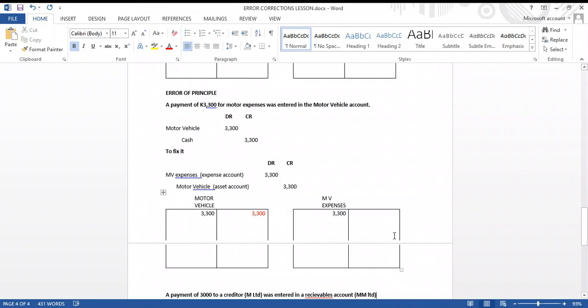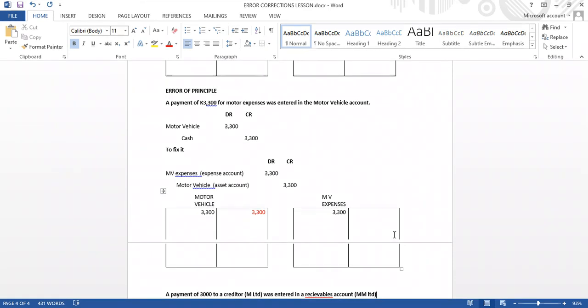When we are paying the creditor, the cash account is decreasing and our liability is reducing. So which one do we debit and which one do we credit?